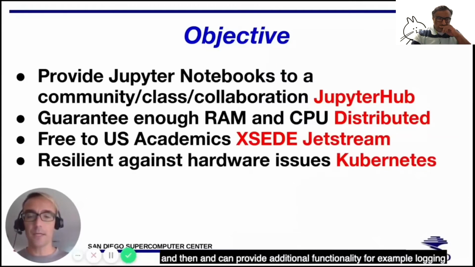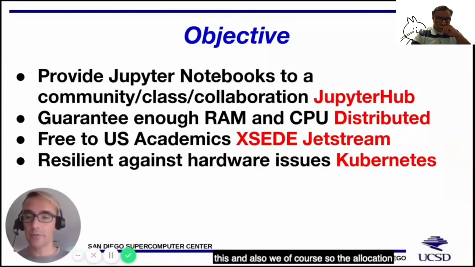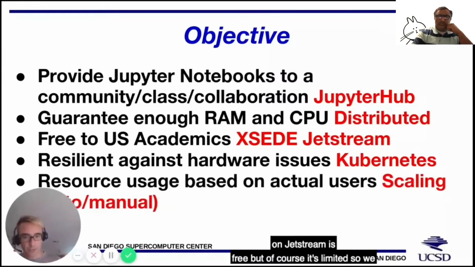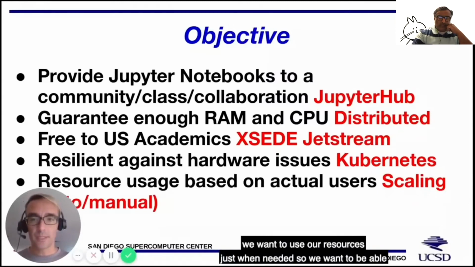can provide additional functionality, for example, logging, monitoring, and so on. And Kubernetes is a great system to provide this. And also, the allocation on Jetstream is free, but of course it's limited. So we want to make sure that we are not wasting resources. So we want to use our resources just when needed.